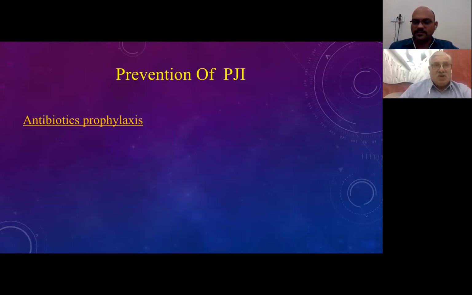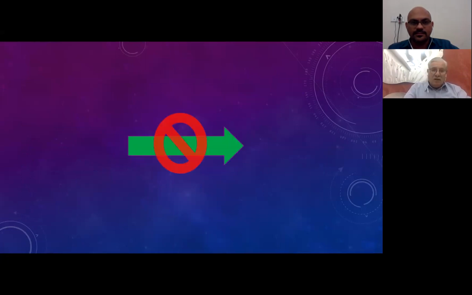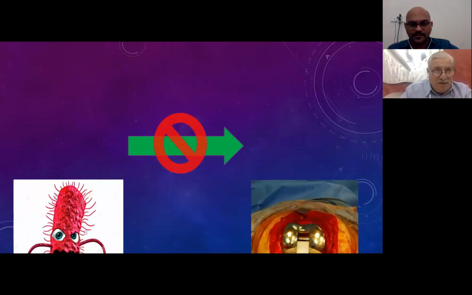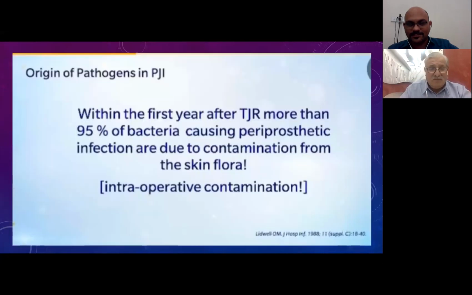Regarding the prevention of PJI, prophylactic antibiotics, we will talk about the molecules, duration, drug allergies, and the patient risk, also sometimes on revision. Our main aim is to prevent the pathogen or microbe from getting inside the wound when you are doing the surgery. This is our main rule, because most of the PJIs in total knee replacement come from the surgery. I'm excluding those coming from hematogenous spread, but most of them come from the surgery.